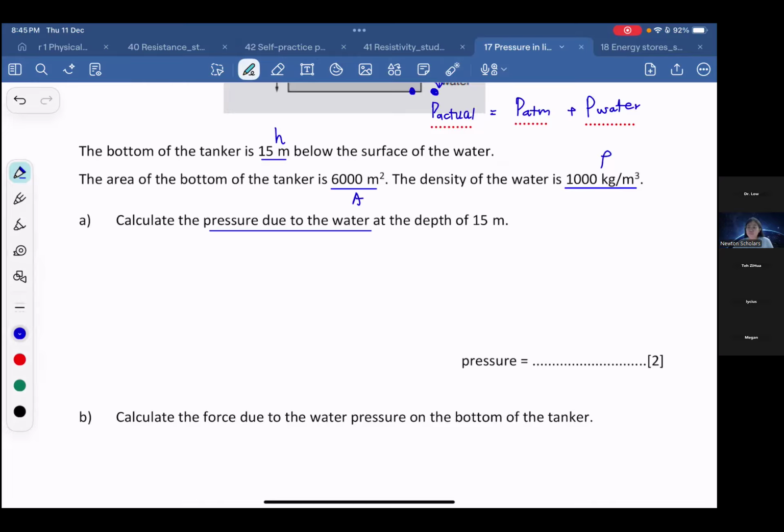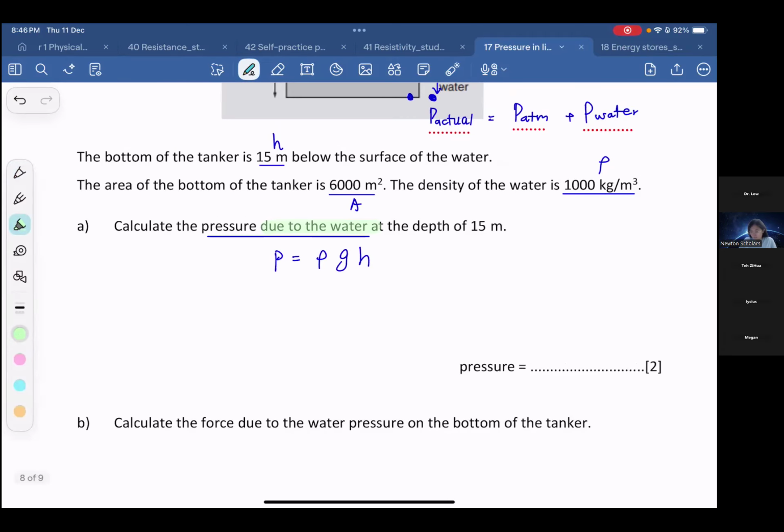Hui Tong, correct. Crystal, no. Your value is too big. Pressure is equal to rho g h due to the water. So it's 1000 times 9.8 times the depth, which is 15. So here, your answer should be 147000 Pascal, or you can also write it in Newton per meter square.